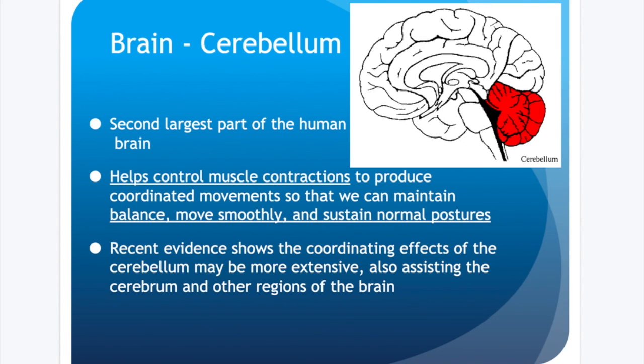We still don't know a lot about the brain, but recent evidence and research shows that the cerebellum is maybe more involved with coordinating different effects in our brain and helping the cerebrum and other regions of the brain more than we previously thought.